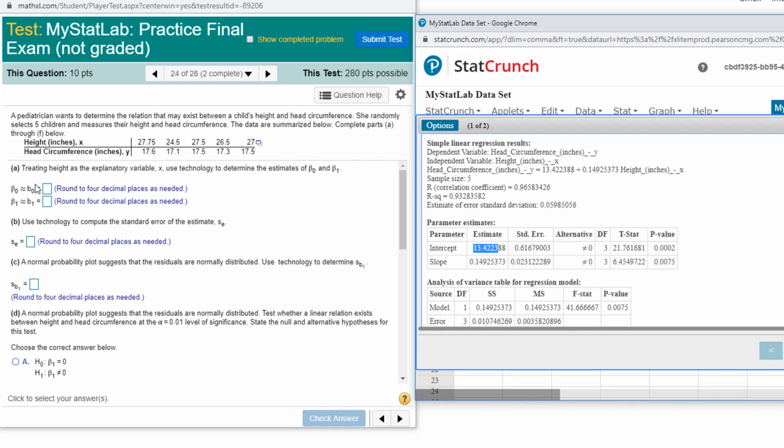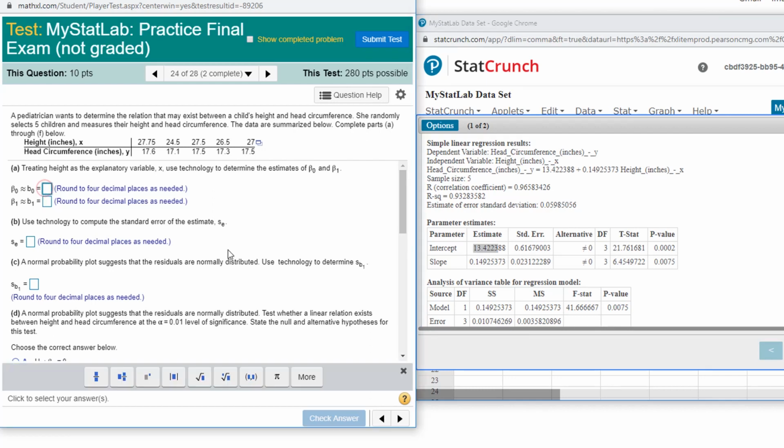13.422388. So we have to round it up to 13.4224. That's rounded up. The slope is going to round up as well. Or what does it round? So we have 0.14925, which would round up to 0.1493.